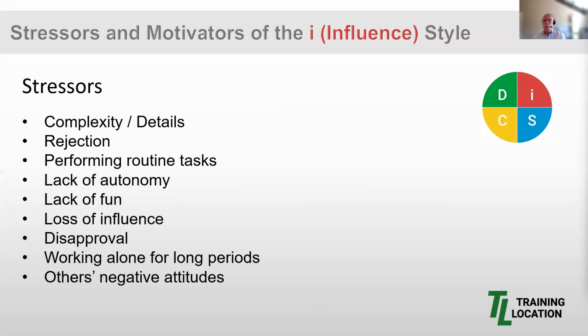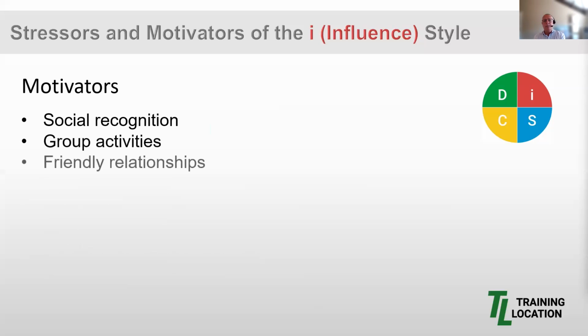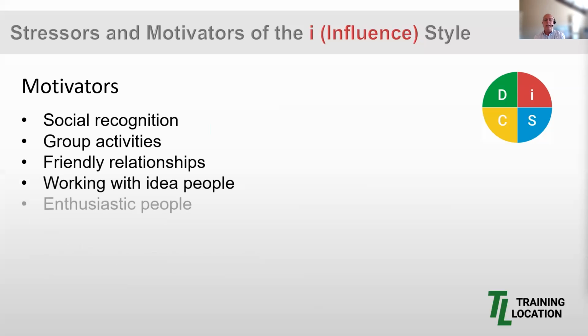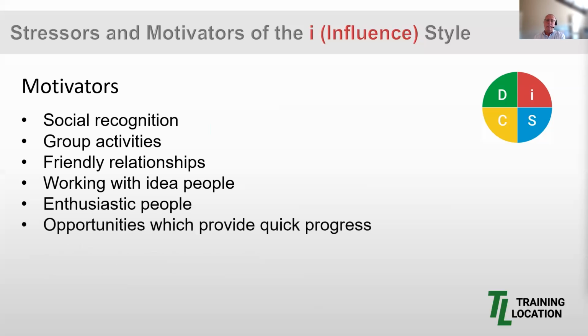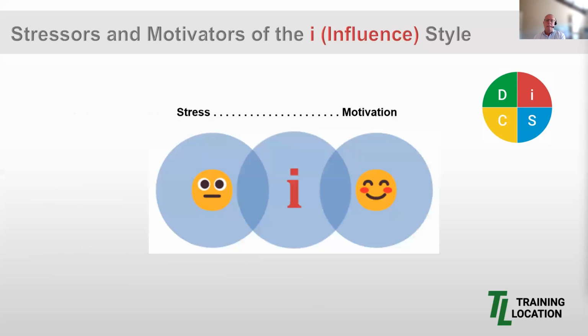Now let's take a look at the factors which might align with the I style, and those look like social recognition, group activities, as you can imagine, friendly relationships, working with idea people, enthusiastic people, opportunities which provide quick progress, spontaneity, and collaboration and involvement. And there we see the desire of groups and teams working together.